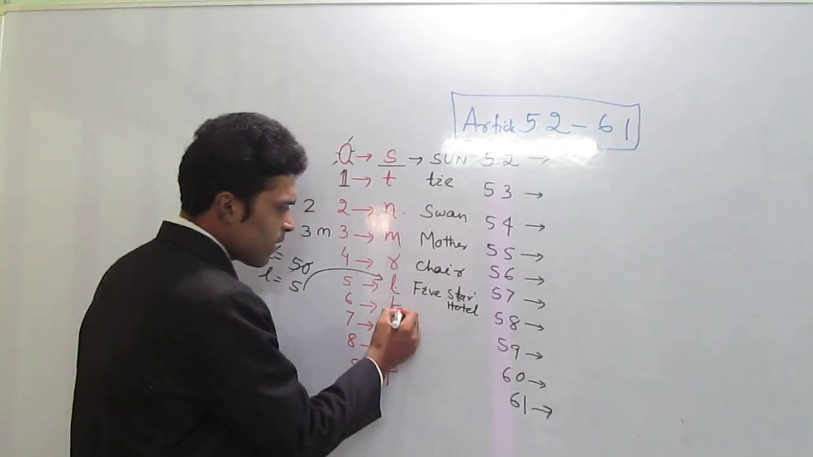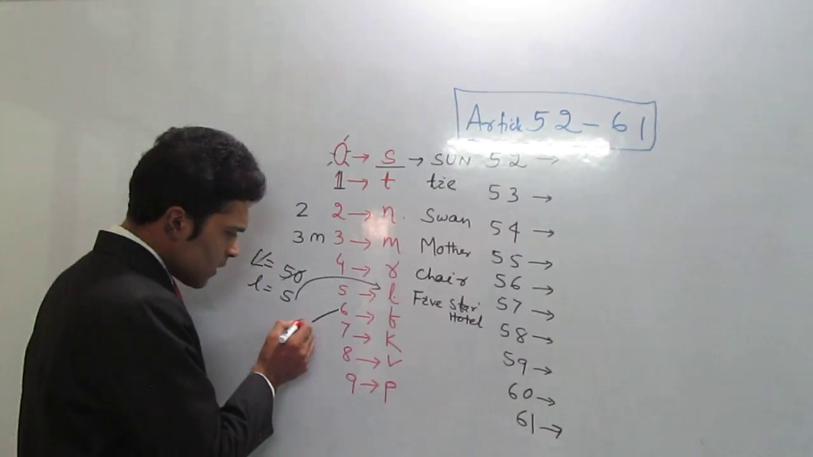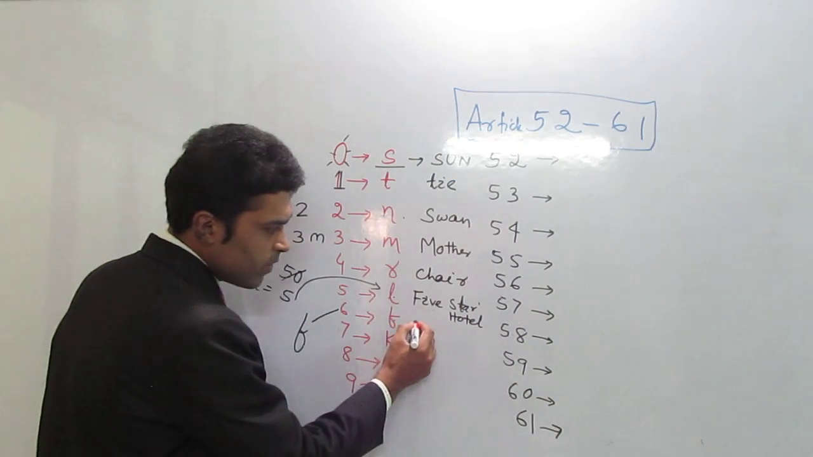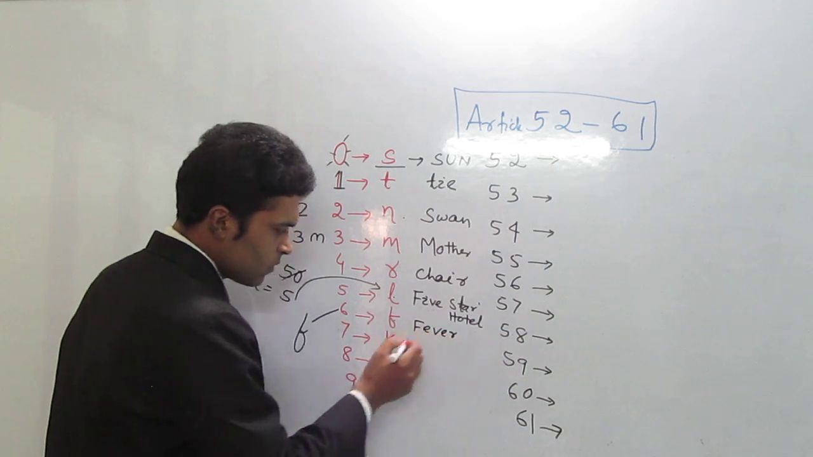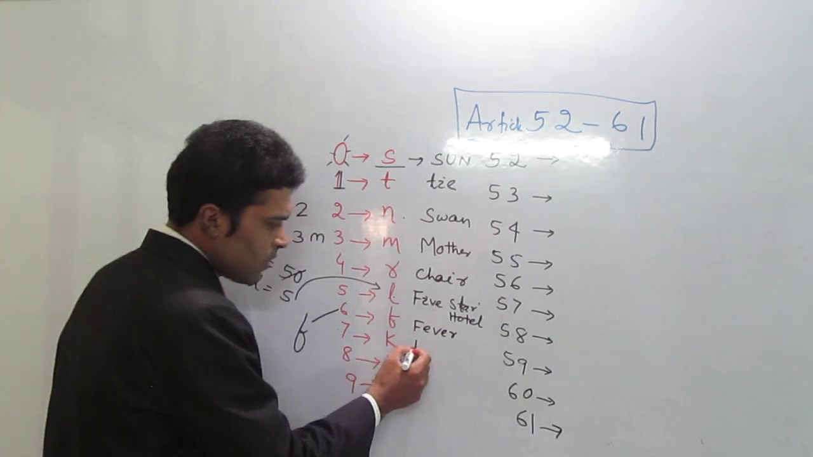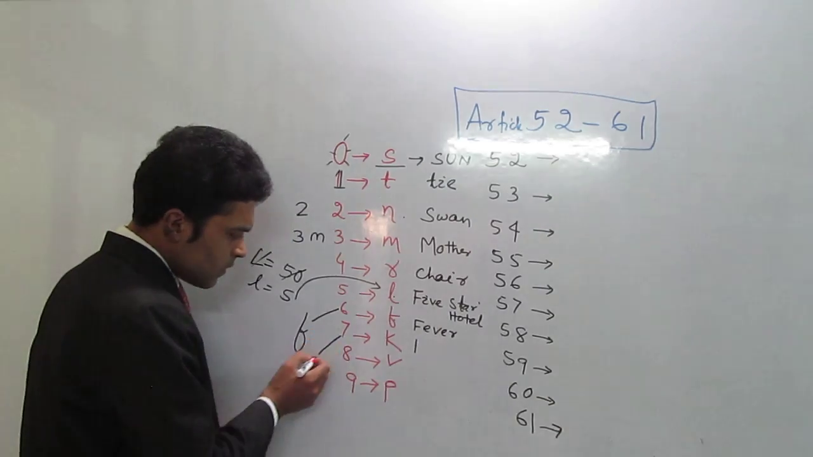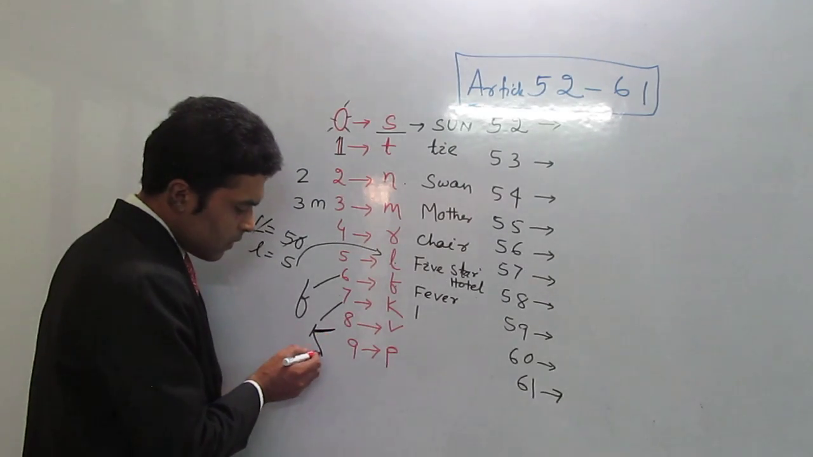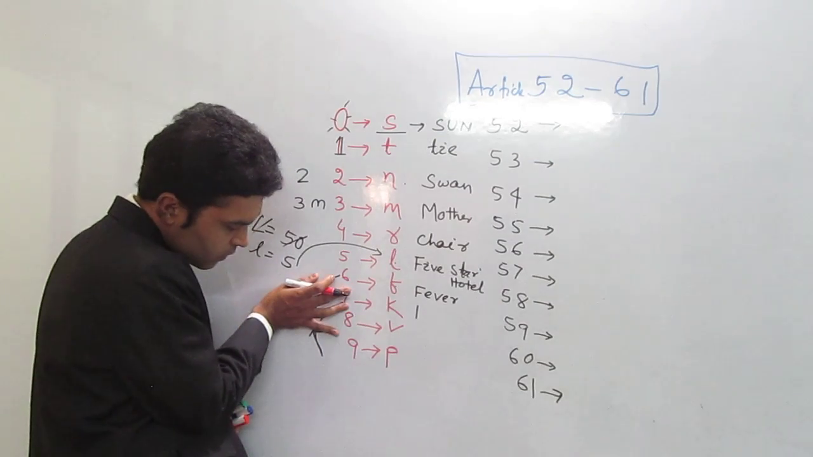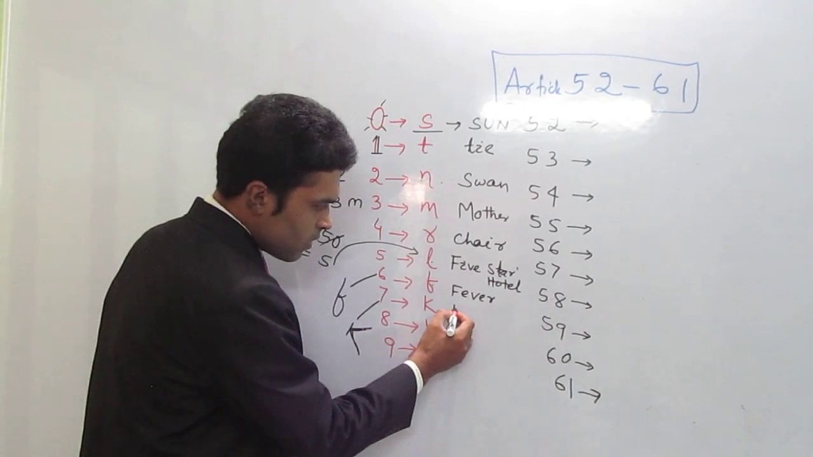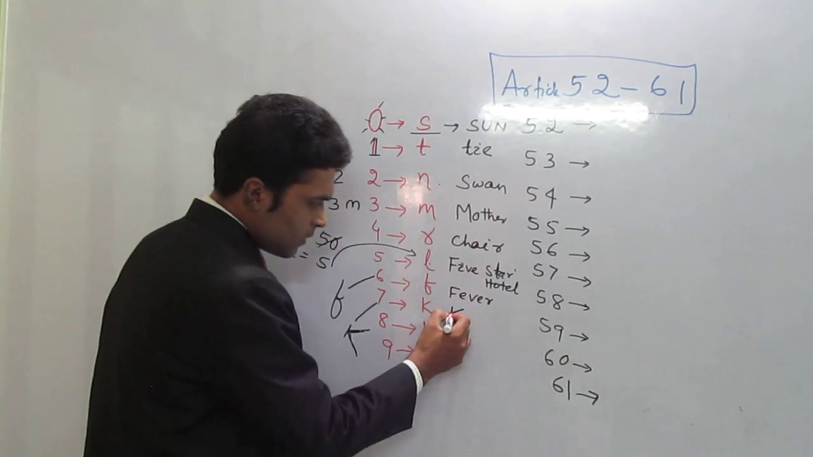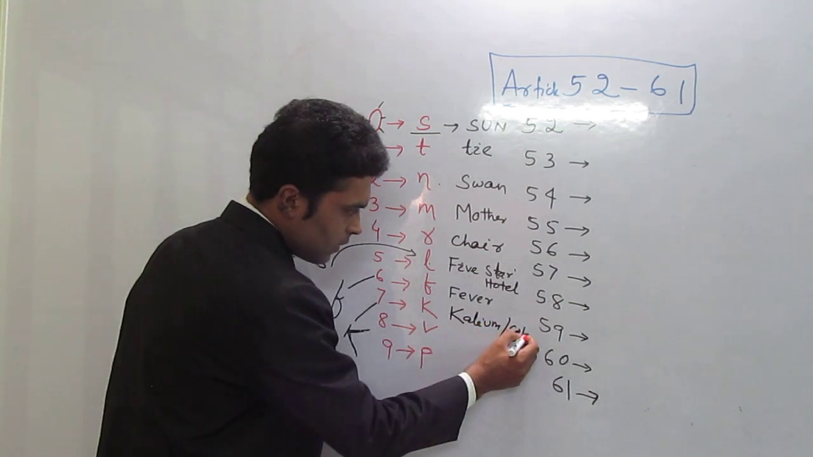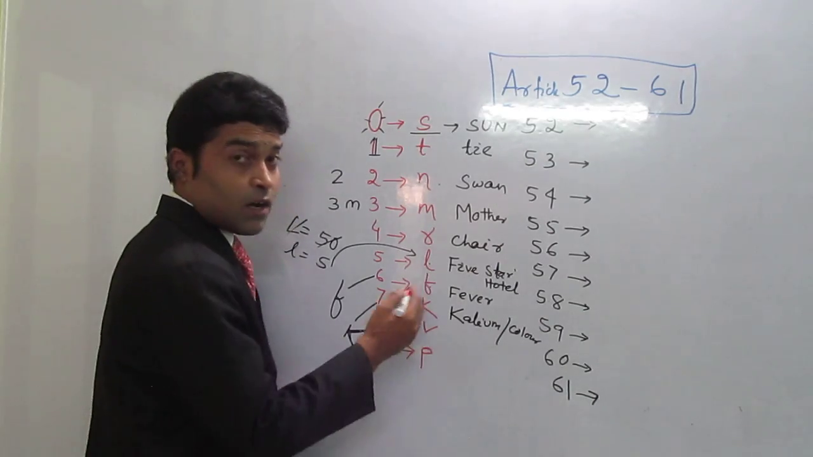For 6, I have taken F. Why? If you see 6, it is looking like F. So I have taken fever for this. For 7, I have taken K. If you look at K, this is K. That means here is a 1 7, here is a 1 7. Look at this. Here is a 1 7, here is also a 1 7. So for 7, I can take K or Kalium. Or I can also say color. Right? 7 colors I can say.